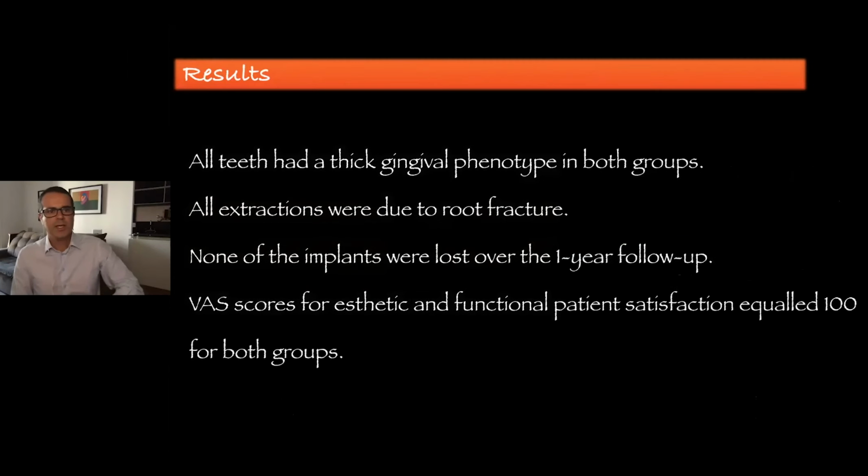So we measured, and first the descriptive results that we had: all teeth had a thick gingival phenotype, which was important information for what we observed, and all extractions were due to root fracture. We had no loss of implants over the 1 year follow-up, and the patient-reported outcomes regarding aesthetics and function were very high, with average VAS scores of 100 for both groups, without differences between them.